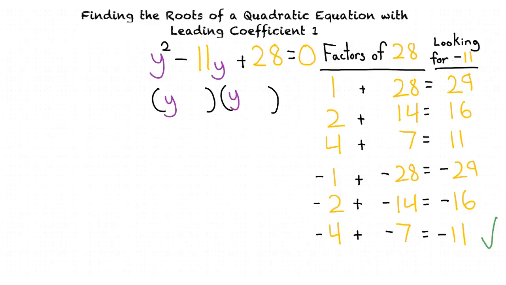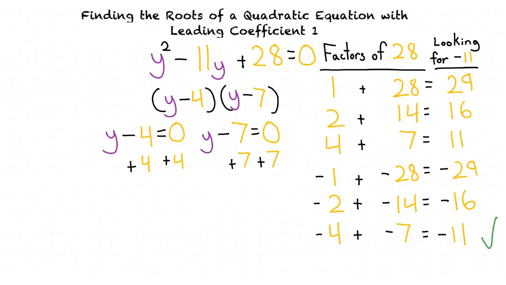This means we factor our quadratic equation out to the factors y minus 4 and y minus 7. From here, we set both factors equal to 0 to find our roots. We then solve for y. This gets us the result of y equals 4 and y equals 7. This means that our final answer is y equals 4 and 7. Now you're getting it.